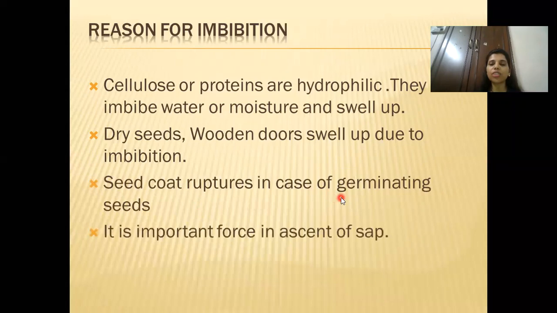Now, the seed coat ruptures in the case of germinating seeds. This particular phenomenon, imbibition, is very important for ascent of sap. Ascent of sap means whenever the minerals are to be transported, because you have learned in standard 9 that whenever water is sent to the leaves from the roots, it is transported to the leaves. That time, which particular conducting vessel helps in doing that? It is xylem.